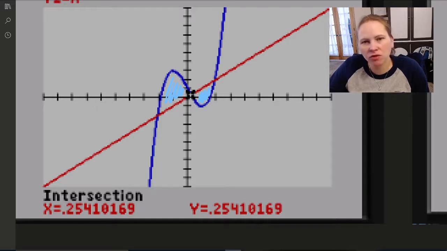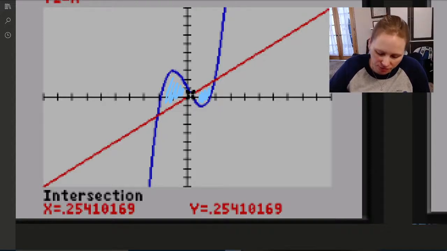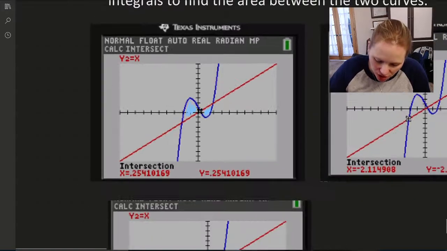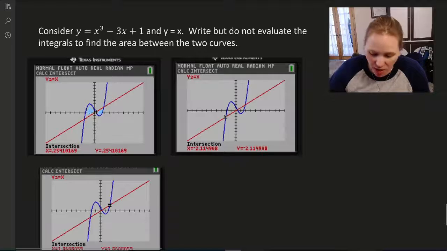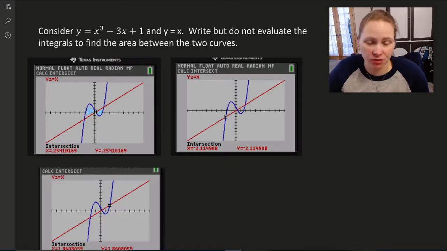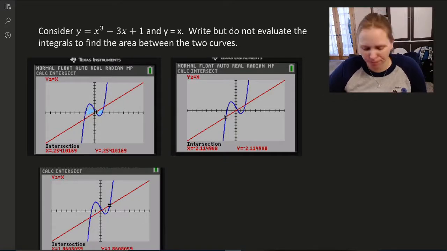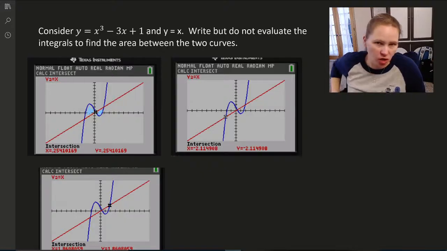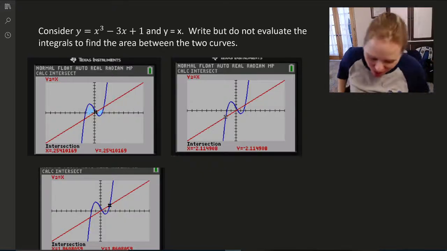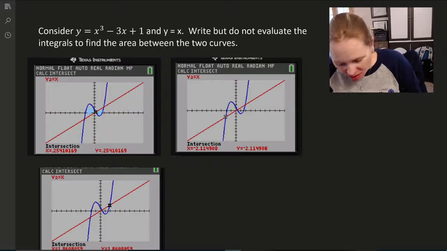Now, if I rotate and try to do a dy problem, the setup for this, number one, I can't. It's not going to be helpful for me because there is no clear right and left curve. The other indication that a dy setup is bad is I can't solve the first equation for x. It's a cubic function, and I'm not going to. So let's go ahead and set this up.